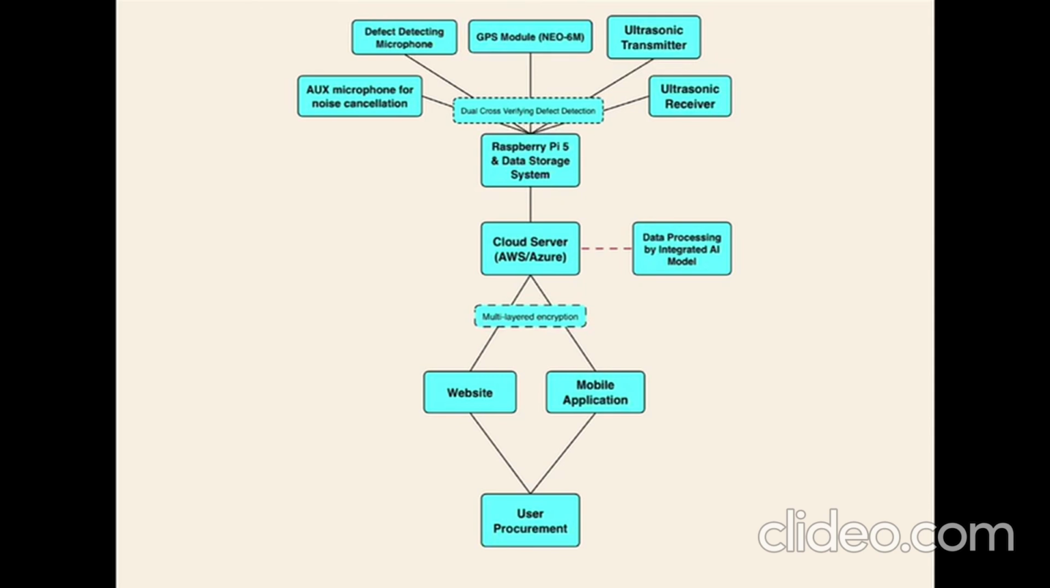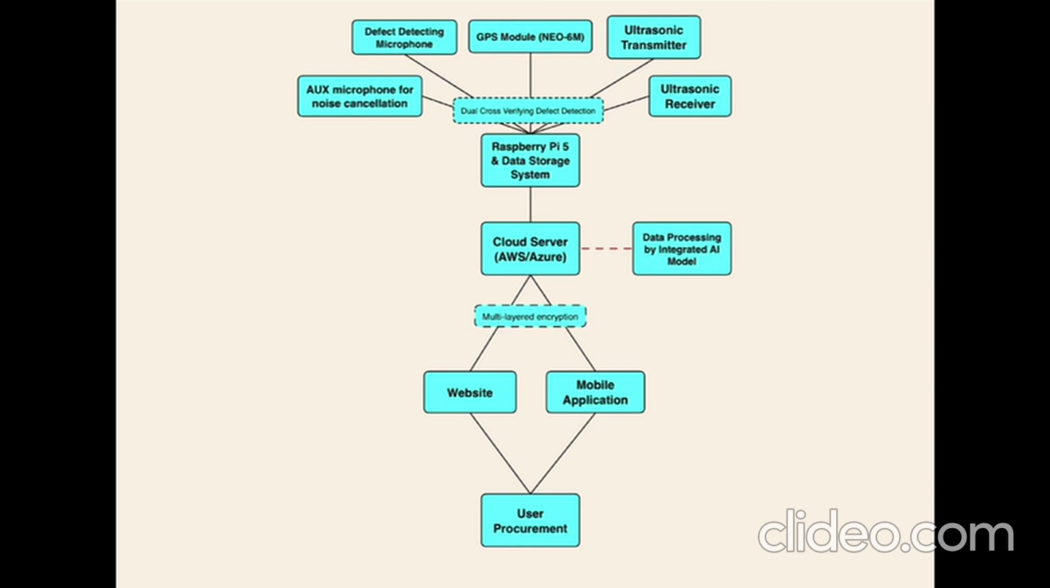Lastly, we shall be going over a flowchart that describes the entire process from defect detection all the way until data procurement. Firstly, on the left-hand side, we have a first set of defect detection apparatuses, which consists of the defect detecting microphone as well as the auxiliary microphone for noise cancellation. On the right-hand side, we have a second set of defect detection apparatuses, which consists of the ultrasonic transmitter as well as the receiver. The GPS module as well as the Raspberry Pi 5 are common to both the constructions as they help in data storage and geographical marking of the errors, which is required by both the systems. In this way, we have a dual cross-verifying defect detection system in place.